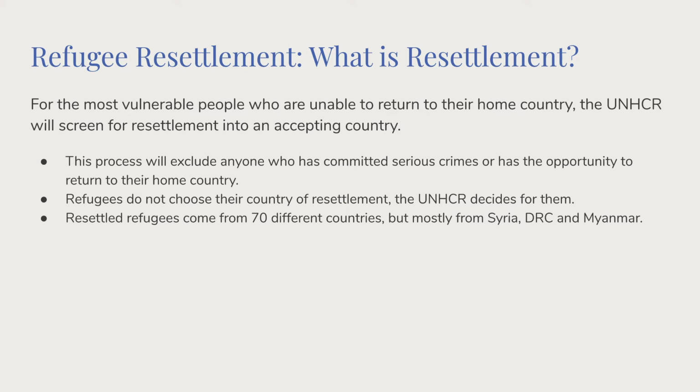What is resettlement? For the most vulnerable people who are unable to return to their home country, the UNHCR will screen for resettlement into an accepting country. It's important to note that this process will exclude anyone who has committed serious crimes or who has had the opportunity to return to their country. It's also important to know that refugees do not choose their country of resettlement. The UNHCR decides for them. In 2019, resettled refugees were from about 70 different countries, but mostly from Syria, the Democratic Republic of Congo, and Myanmar.